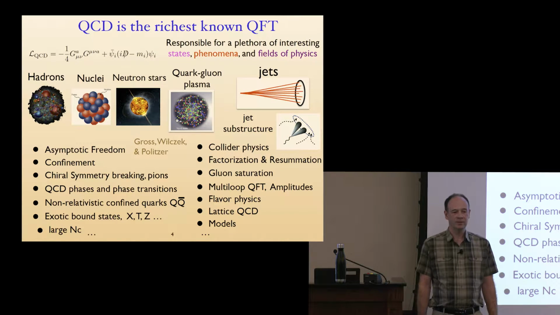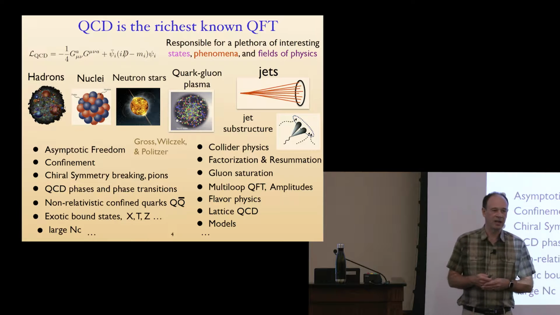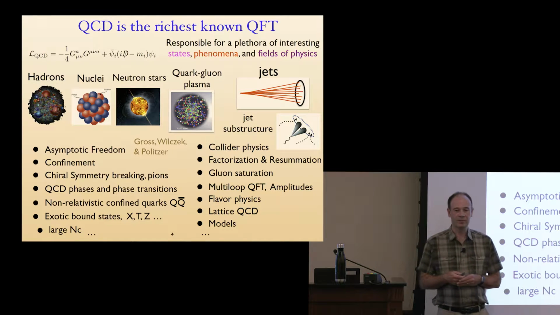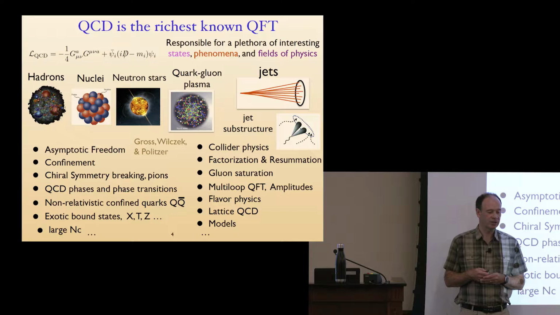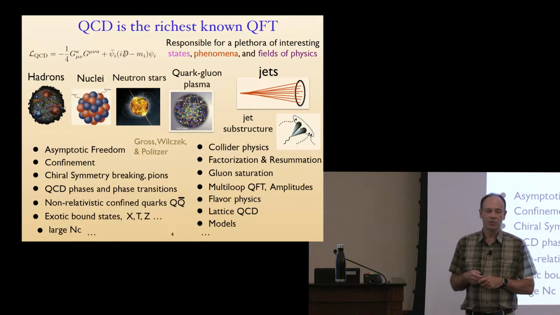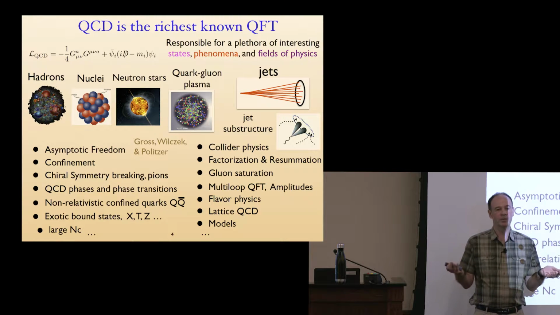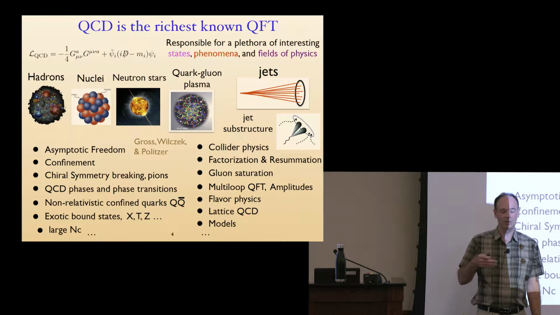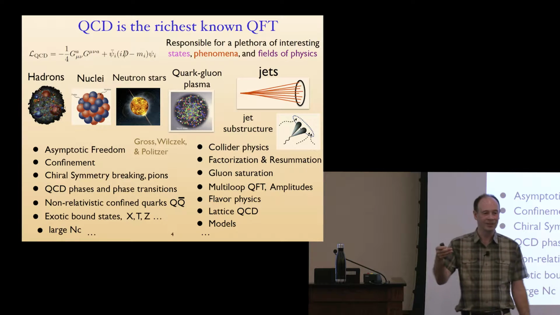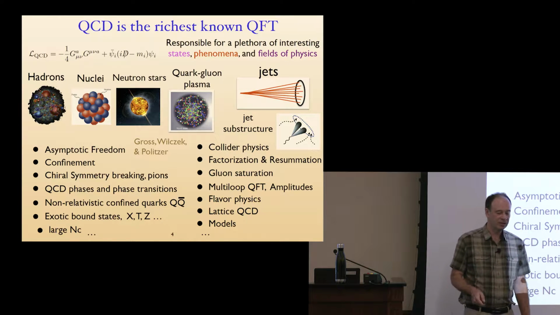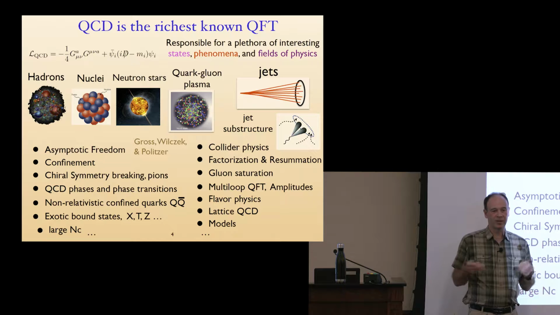Factorization and resummation. This is key to understanding the separation of scales in problems, as well as understanding how to make precision predictions. Gluon saturation, which you'll hear more about from Raju. Multi-loop quantum field theory. QCD with strong coupling means that perturbative corrections are really important, and we actually want to go not just to leading order, next-to-leading order. Sometimes we want to go to next-to-next-to-leading order to really make precision predictions. And this involves some of the highest precision calculations in quantum field theory, with multi-loop amplitudes and multi-loop cross-sections.